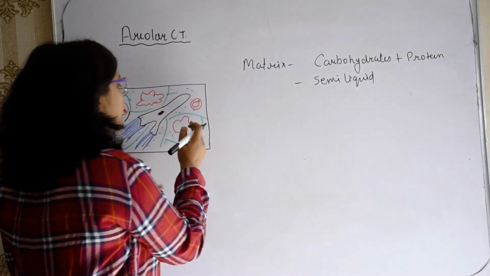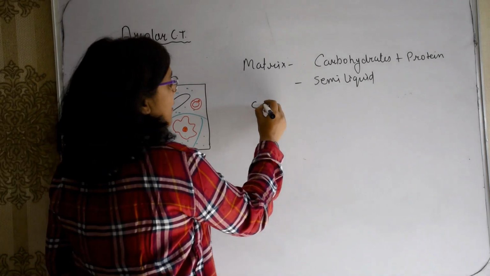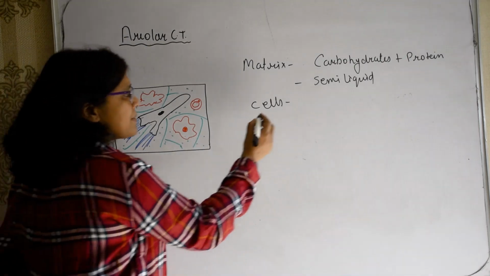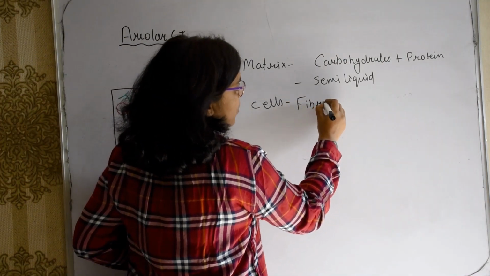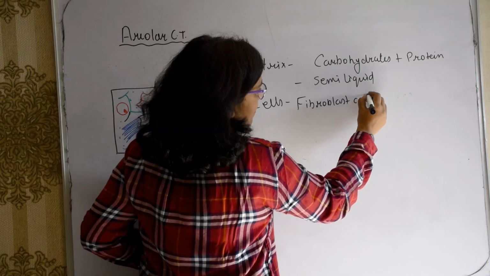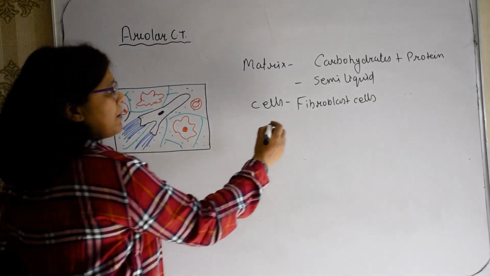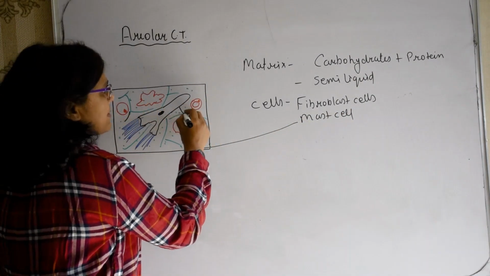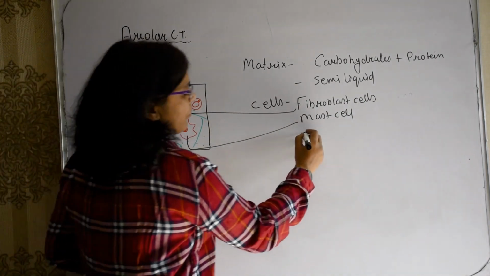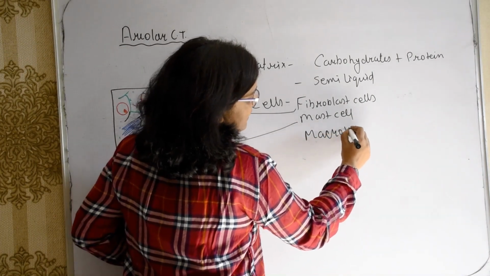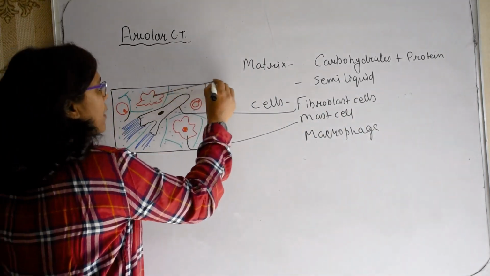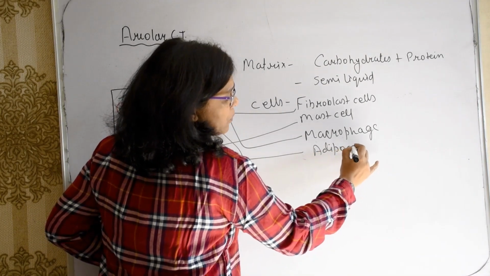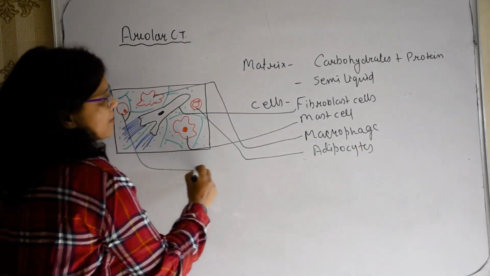In the matrix, different types of cells are embedded, and these cells are fibroblast cells, which secrete fibers and the matrix. So the first important cell is the fibroblast cell. This is mast cell. This cell is fibroblast. This is macrophage. Macrophage is phagocytic cell. This is adipose cells, which is also known as adipocytes. This is plasma cells.